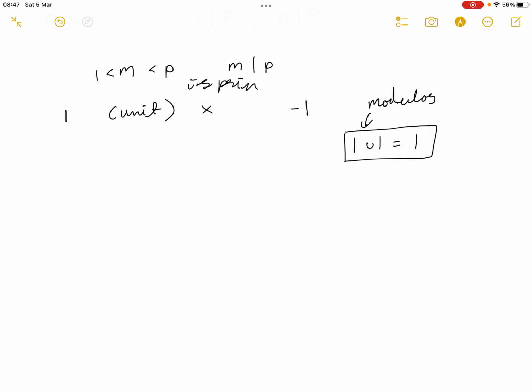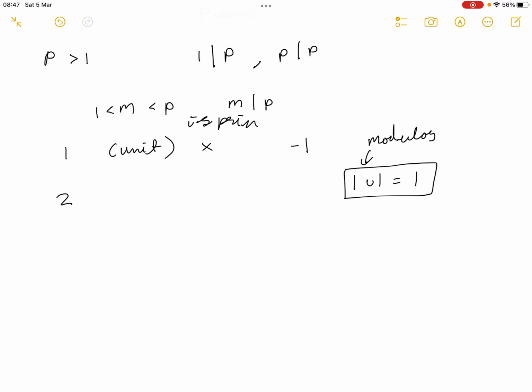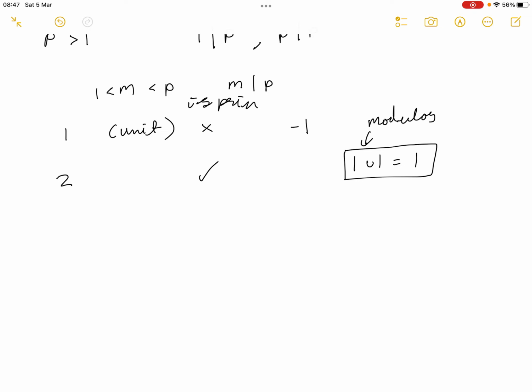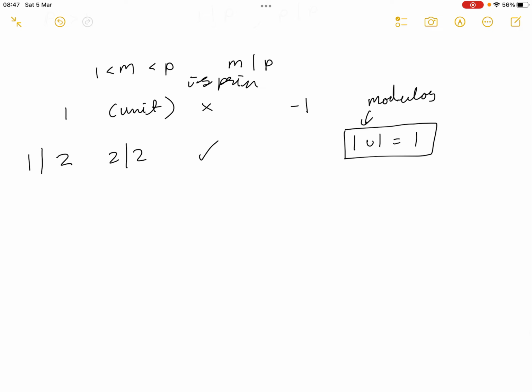So this is number 2. Well, there are no numbers between 1 and 2, right? So 2 is clearly prime because there's nothing to even check. And yes, 1 does divide 2, and obviously 2 also divides 2. So yes, it is prime.